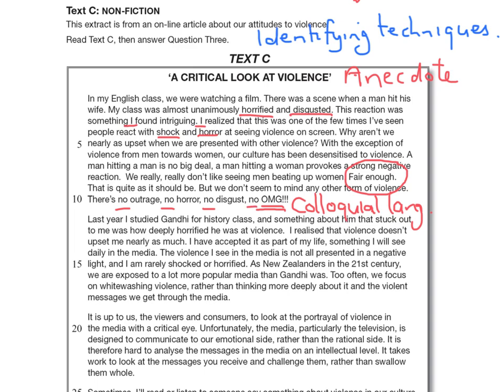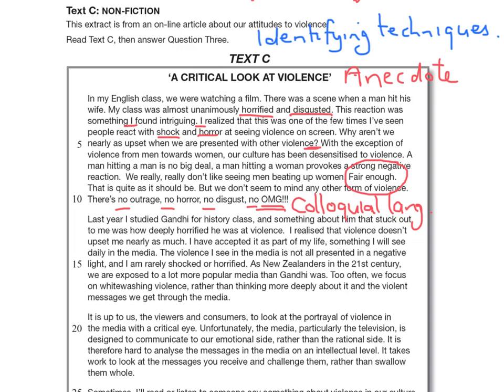So, how many have we looked at? Quite a few. Have you missed any? Well, I found another one. What about this? There's a question mark here. Have a look at that sentence. "Why aren't we nearly as upset when we are presented with other violence?" Yes, it's the old favourite rhetorical question.